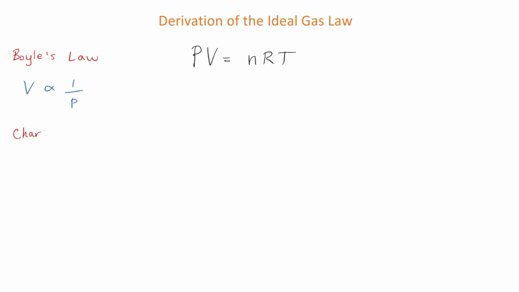Then Charles's law taught us that volume is directly proportional to temperature. So we can write V is proportional to T. That describes their linear relationship.